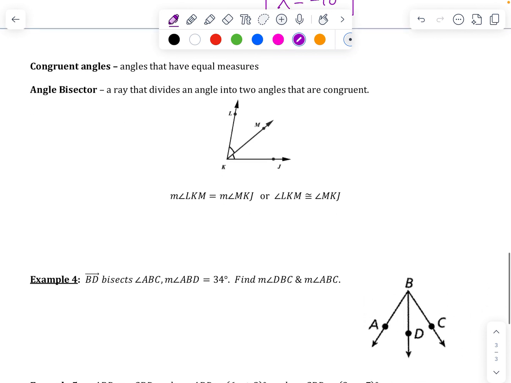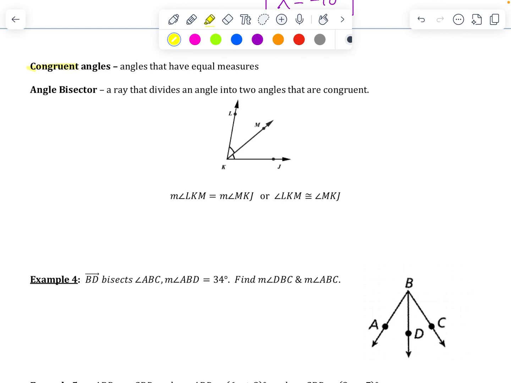All right, the last part of these notes has to do with, did a big angle get cut in half? And how am I going to know if it got cut in half? Well, just like we did with segments, we might see some keywords, or we might see some markings, or we might see some symbols. So the words that we might see would be the word congruent.